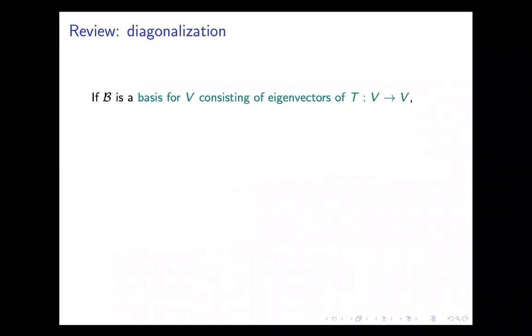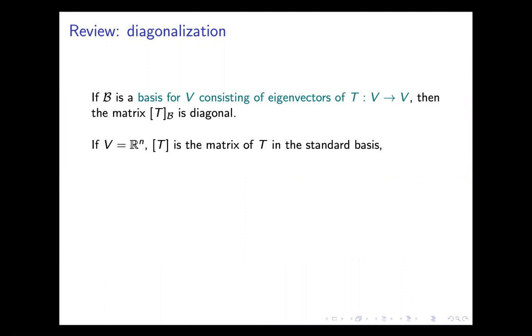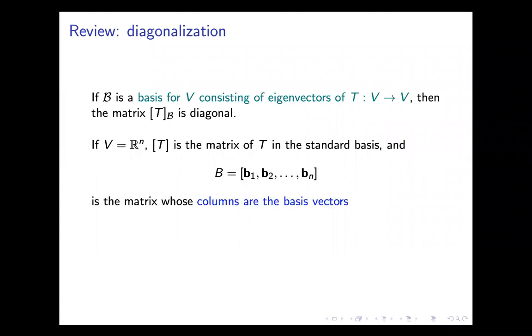So if script B is a basis for V which consists of eigenvectors of matrix T, then the matrix T_B is a diagonal matrix. Now, if V is equal to Rn, the n-dimensional Euclidean space, then matrix T is the matrix of T in the standard basis e1 through en, and the matrix B is formed by columns of vectors b1 through bn, which are the basis vectors. Then the matrix of the linear transformation in the basis script B is equal to B inverse T B.